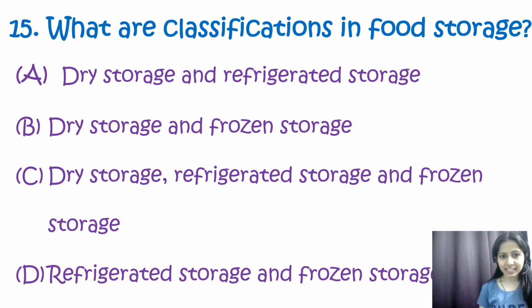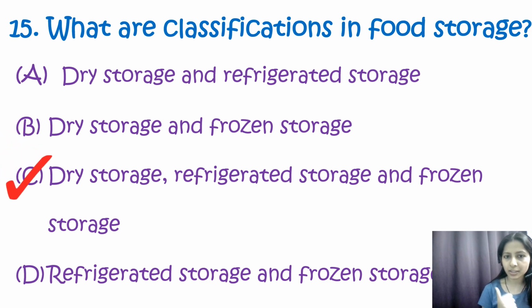Question number 15. What are the classifications in food storage? The options are dry storage and refrigerated storage, or dry storage and frozen storage, or dry storage, refrigerated storage, and frozen storage, or D, that is refrigerated storage and frozen storage. So over here the correct option is C, that is dry storage, refrigerated storage, and frozen storage.